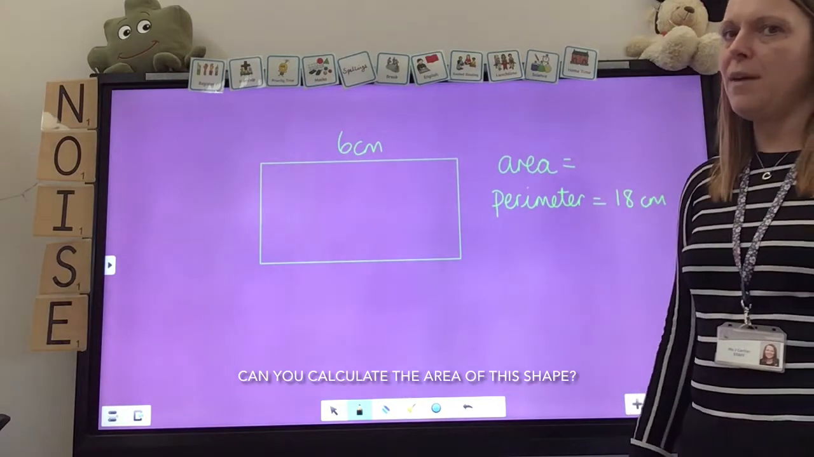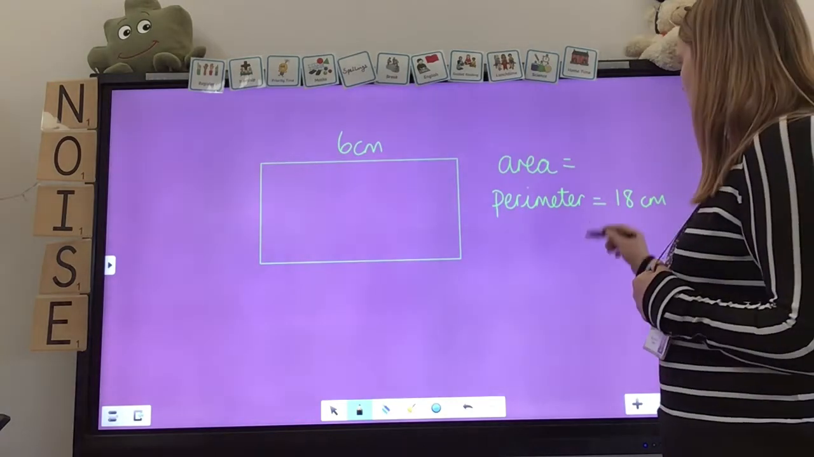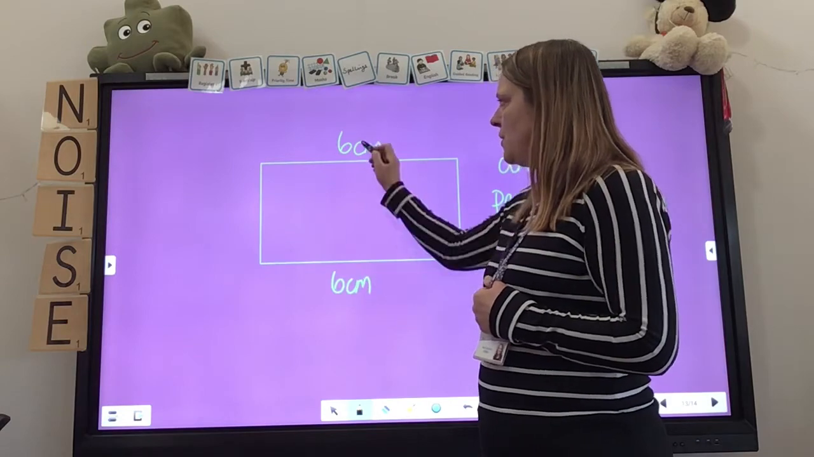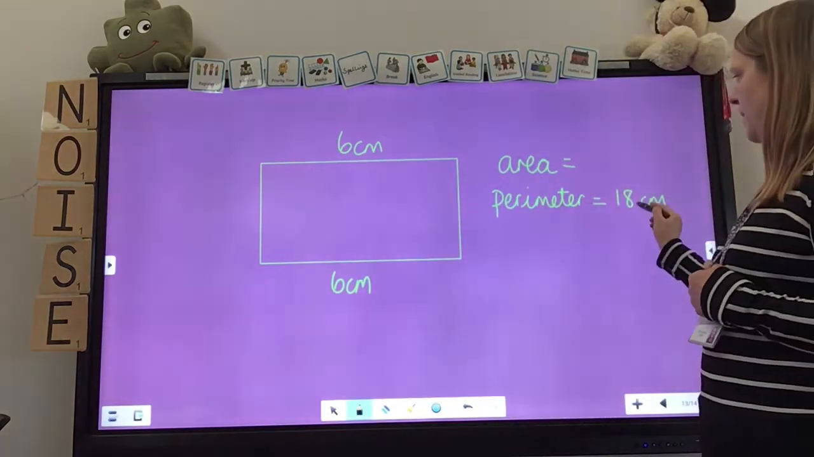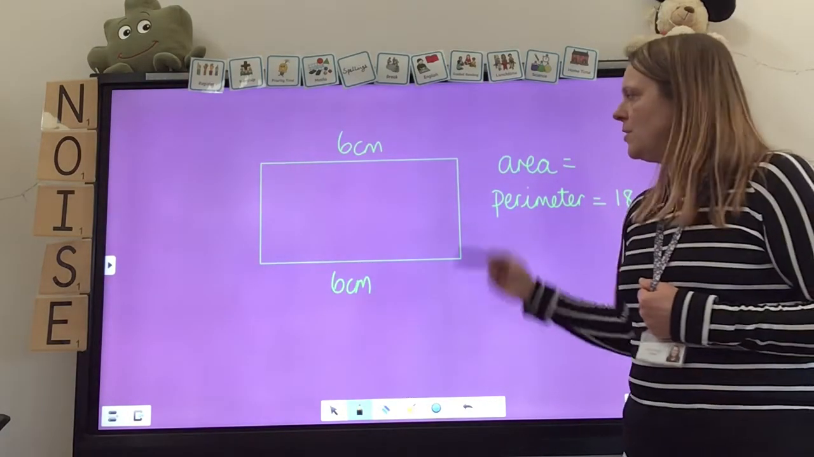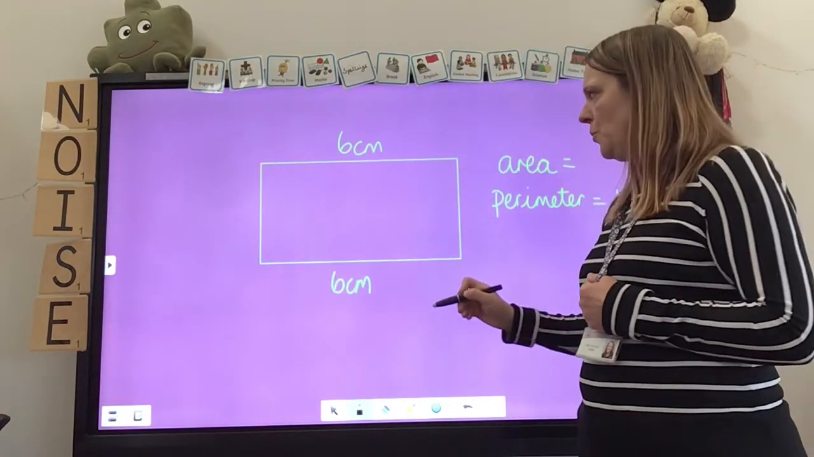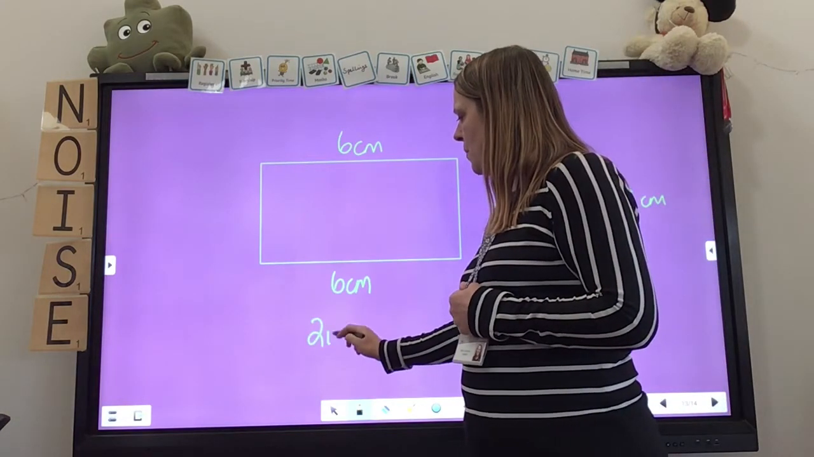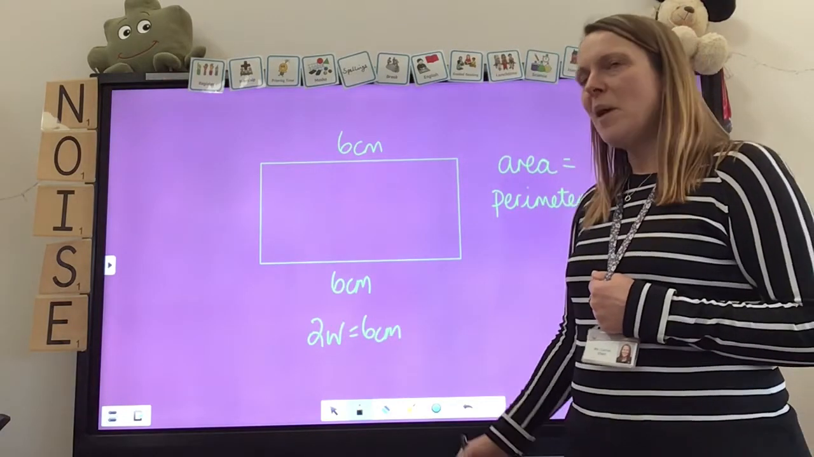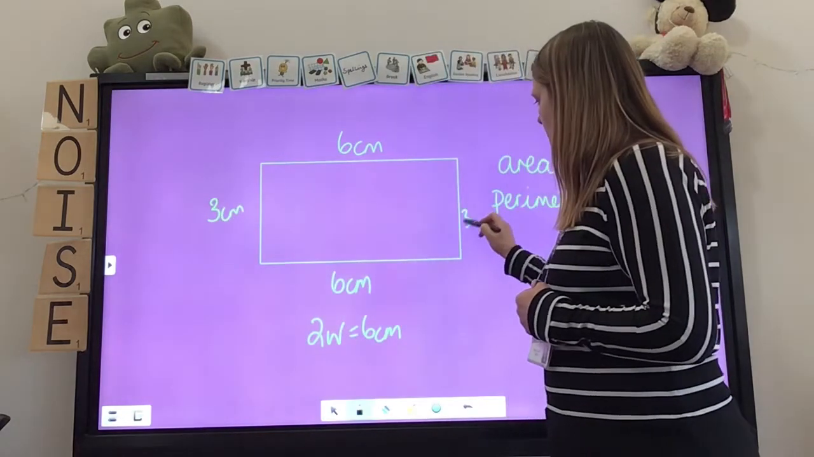What about if it was this way round and I knew what the perimeter was, but I didn't know what the area was? Okay, well if I know that that length is 6, then that must be 6. And 2 6s are 12. So 12 plus something is 18. Well, I know that 12 plus 6 is 18. So those two lengths combined must be 6 centimetres. So if 2W equals 6 centimetres, what's 1W going to be? It's going to be half, isn't it? So each of those lengths is going to be 3 centimetres.